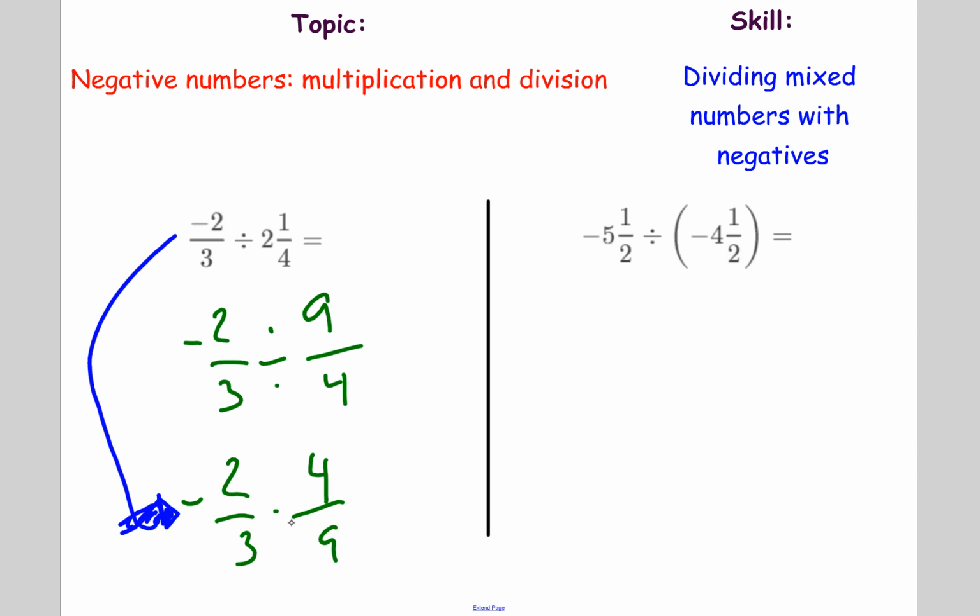All right. So, can I simplify anything? 2 and 3, no. 2 and 9, no. 4 and 3, nope. 4 and 9, no. So, I have a negative times a positive, which makes the answer a negative. My numerator is 2 times 4, which is 8. My denominator is 3 times 9, which is 27. And negative 8 over 27 is the answer.